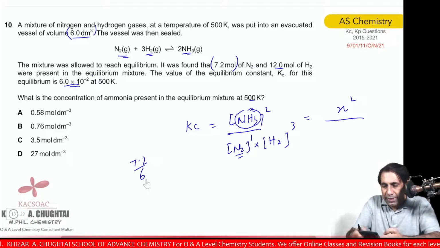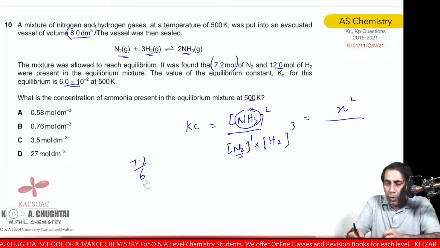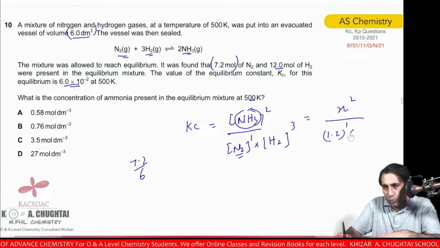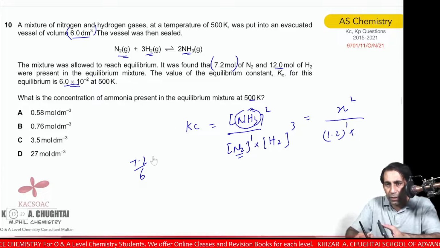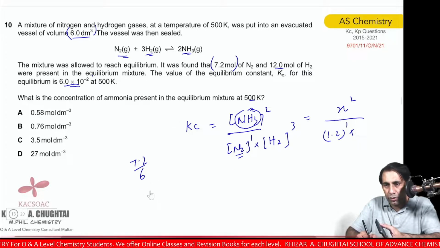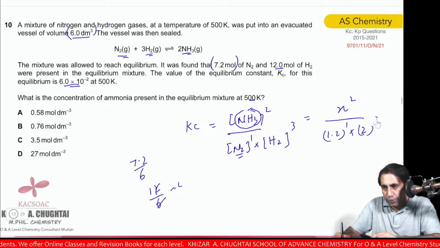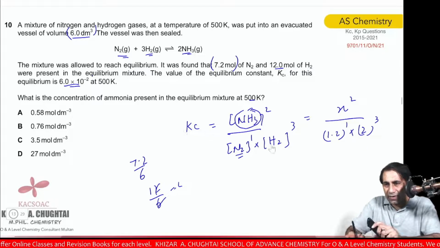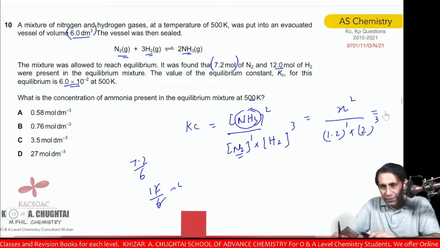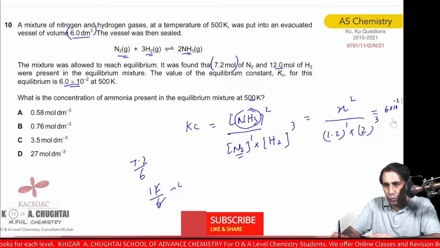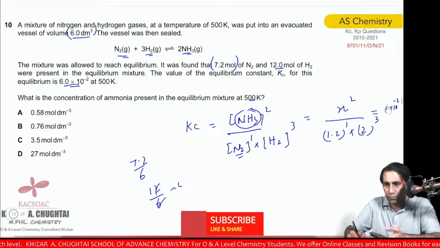7.2 divided by 6, that is equal to 1.2 dm³, raised to power 1. What is the concentration of hydrogen? 12 divided by 6, 2 dm³, 2 raised to power 3. The answer of Kc is equal to 6 into 10 raised to power minus 2.